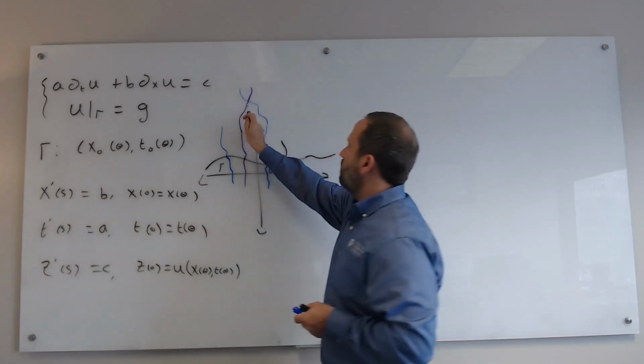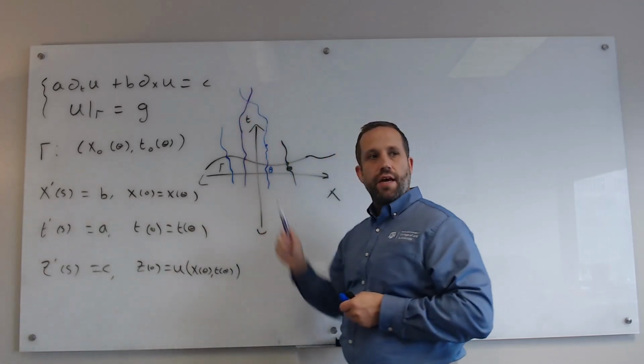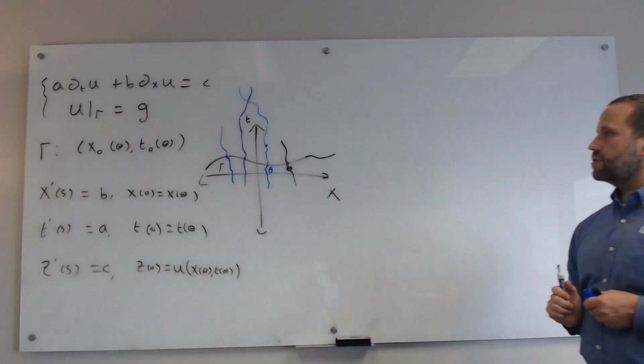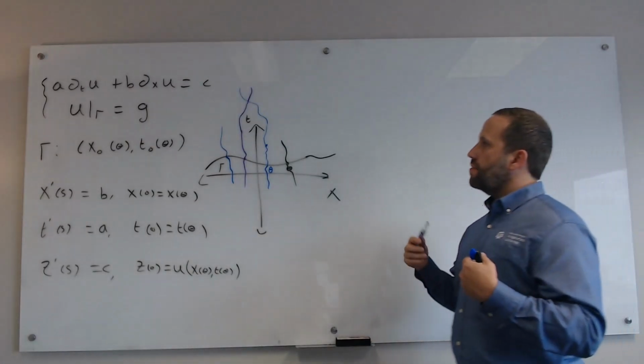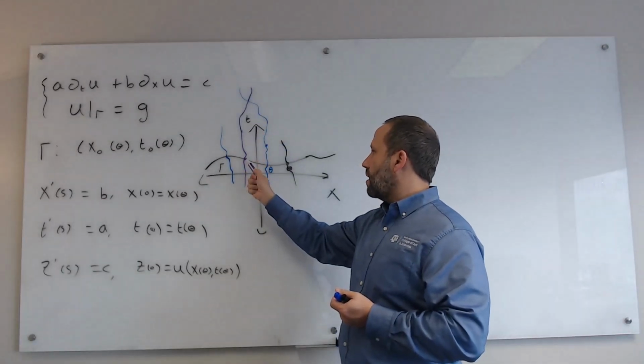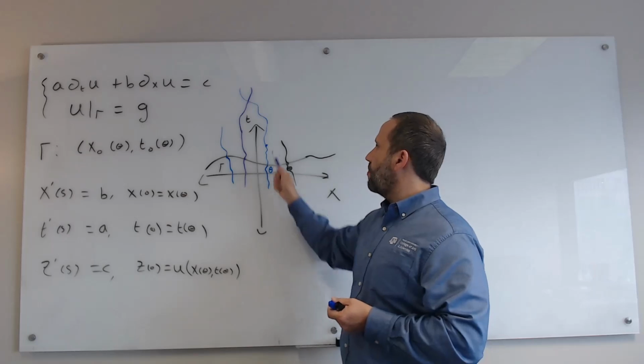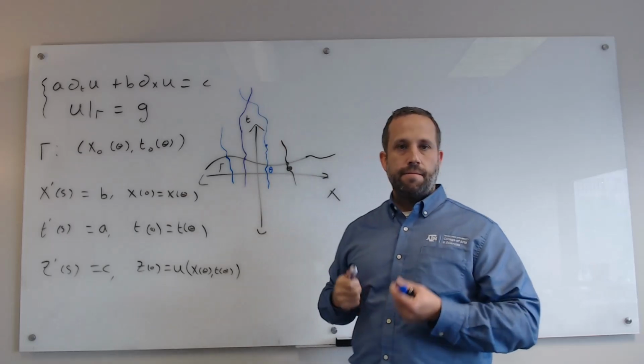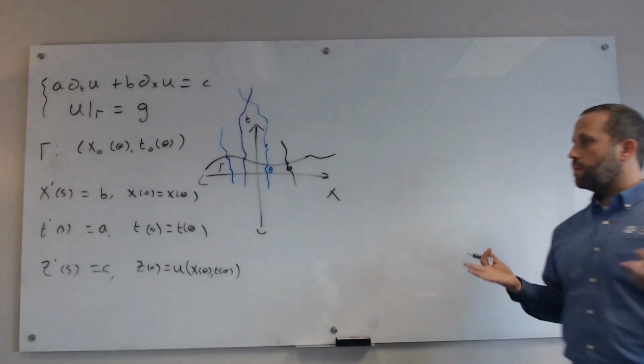Now we have a problem. That point right there, where they intersect, that lies on two different characteristics. So when I find the corresponding theta and s value, do I get that theta and the corresponding s, or do I get that theta and the corresponding s? There's some ambiguity there. That would be a problem.